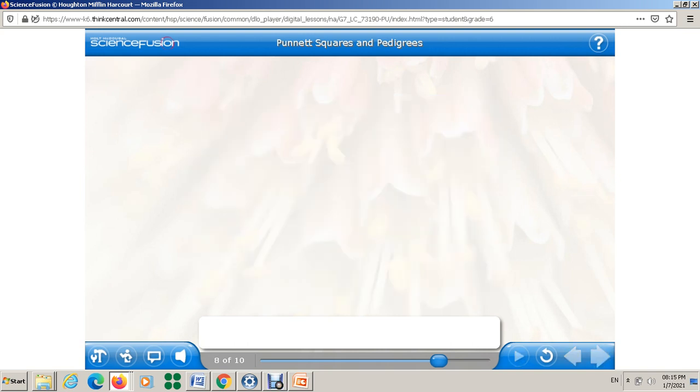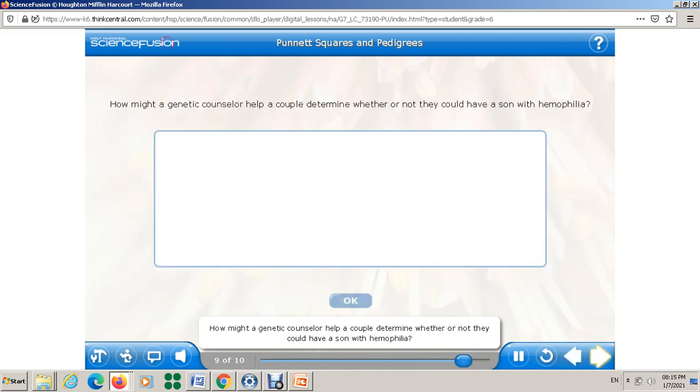Okay, look at the next one here. How might a genetic counselor help a couple determine whether or not they could have a son with hemophilia? Type your answer in the box. When you are happy with your answer, click OK. Okay, what do you think about this one?